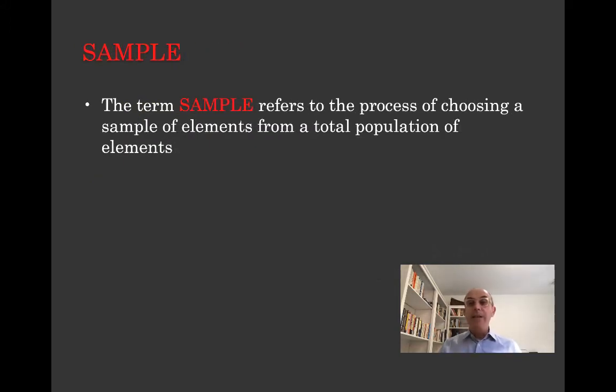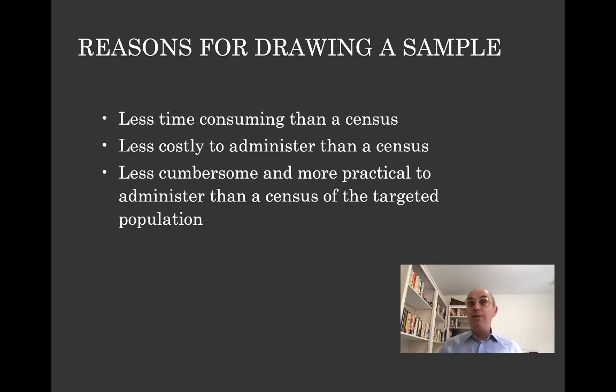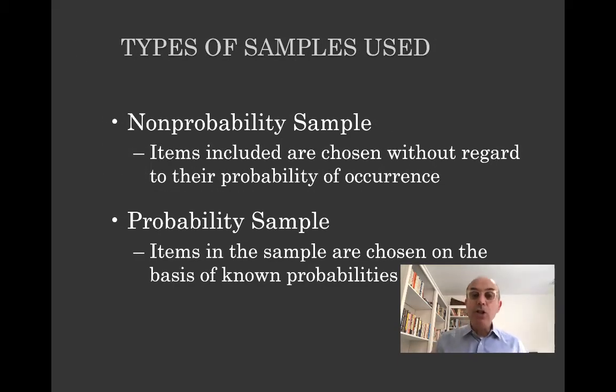The term sampling refers to the process of choosing a sample of elements from the total population. The reason why we take a sample is that it is less time consuming and less costly, meaning that we can conduct a sample very fast. And that's what we're going to see this semester, that every news organization and every party and every politician will take a sample in order to judge where they stand with regard to their popularity. And it is very practical because we cannot examine that in the population itself. There are two types of samples: non-probability sample and probability sample.